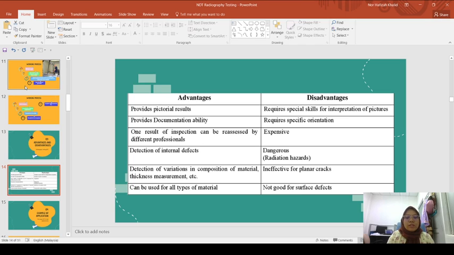The disadvantages of radiography testing consist of: it requires special skills for interpretation of pictures and also specific orientation. Radiography testing is expensive and also dangerous. It is ineffective for planar cracks and not good for surface defect.